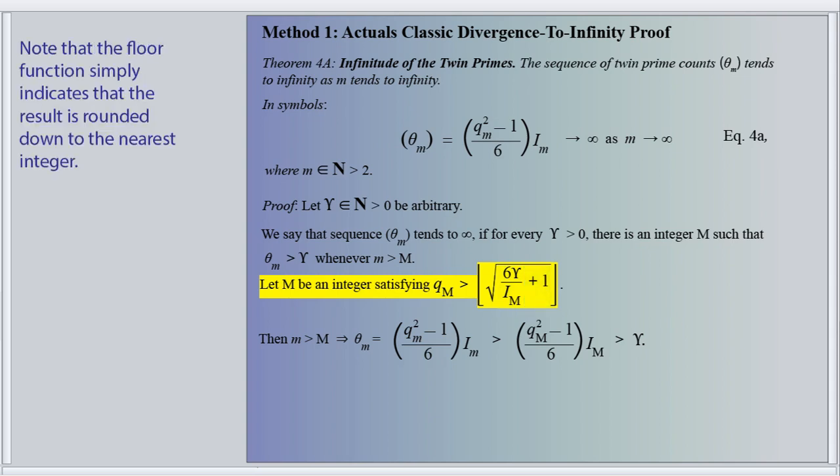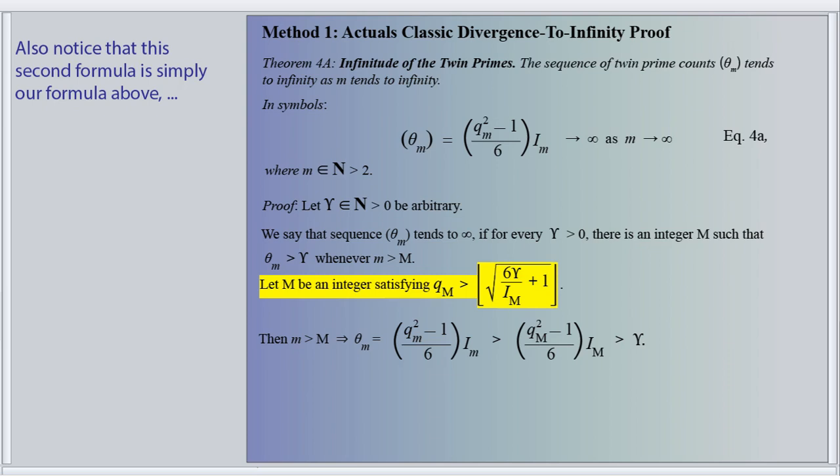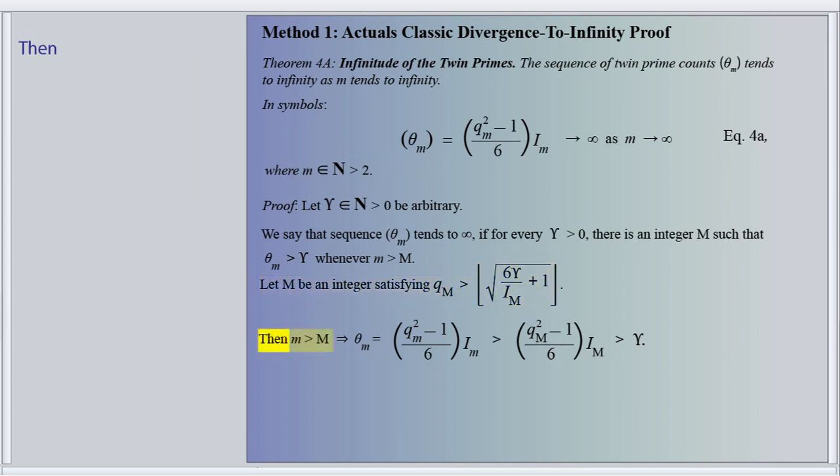Note that the floor function simply indicates that the result is rounded down to the nearest integer. Also notice that this second formula is simply our formula above, rearranged to solve for q, in which upsilon has been substituted for theta. Then small m greater than capital M implies that theta sub small m equals our formula sub small m greater than our formula sub capital M greater than upsilon.